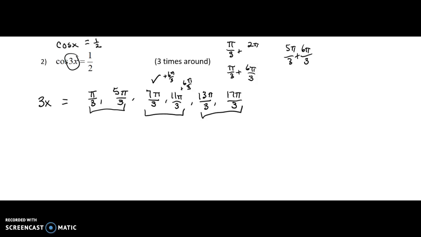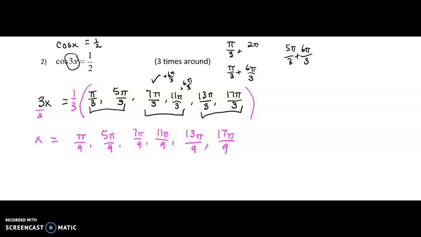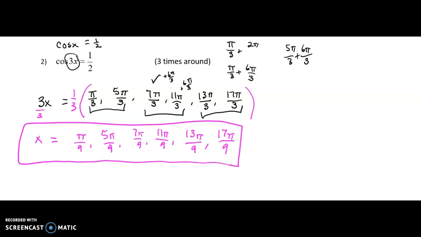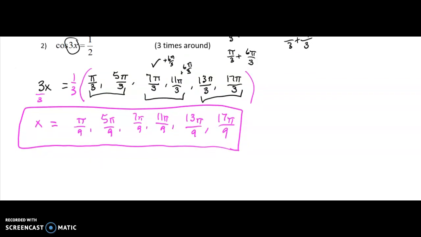All right, now we're really trying to solve for x. So we would divide everything by 3. Dividing by 3 is the same as multiplying by 1/3. So we're going to multiply each of these angles by 1/3. That would give us pi over 9, 5 pi over 9, 7 pi over 9, 11 pi over 9, 13 pi over 9, and 17 pi over 9. Those all lie within the interval 0 to 2 pi, so those are all good answers.